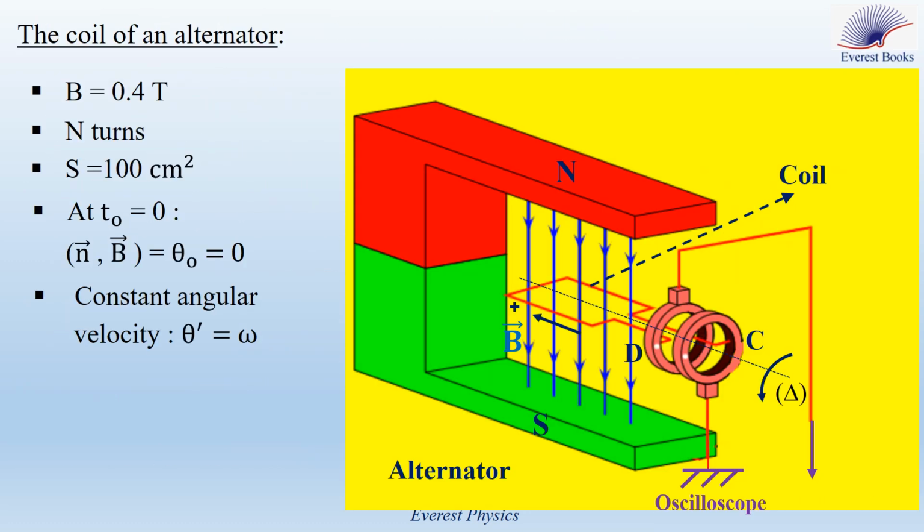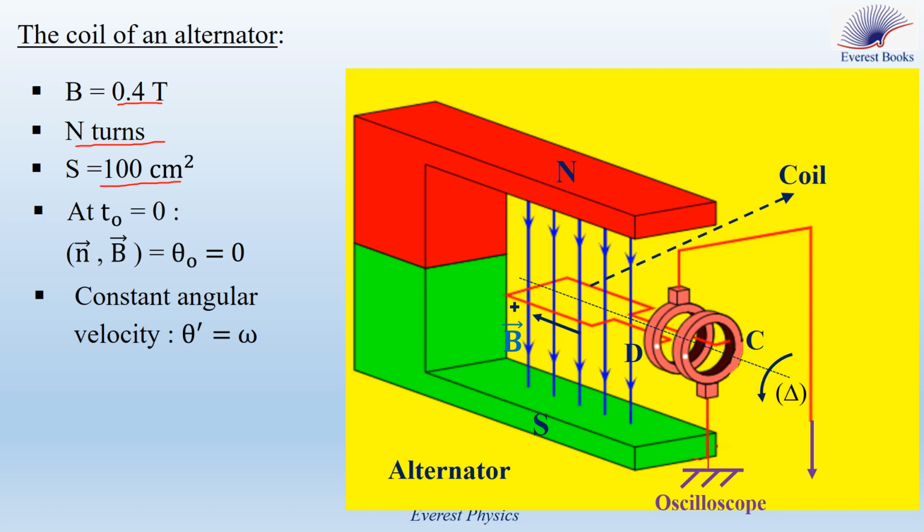The shown figure is a diagram of a simple alternator. The coil of an alternator is placed between the poles of a U-shaped magnet. The magnetic field between the poles of the magnet is vertical, uniform, and of magnitude 0.4 Tesla. The coil of N turns, each of area 100 cm squared, is oriented positively from D to C.